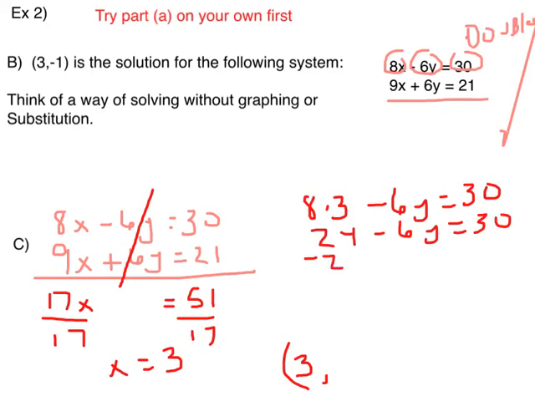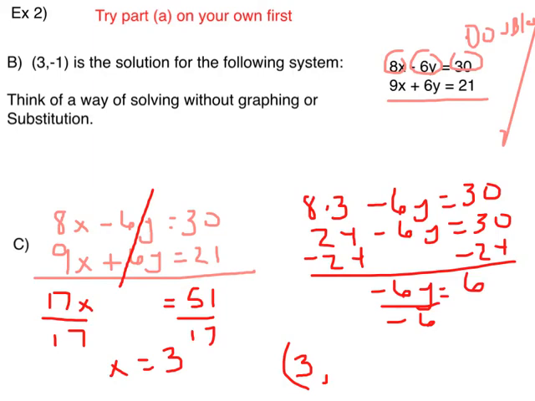So if I move the 24 over, minus 24 on both sides, you will get a negative 6y equals positive 6. Divide by negative 6, and y is equal to negative 1. So that's the other half of our answer here, and that is your solution.